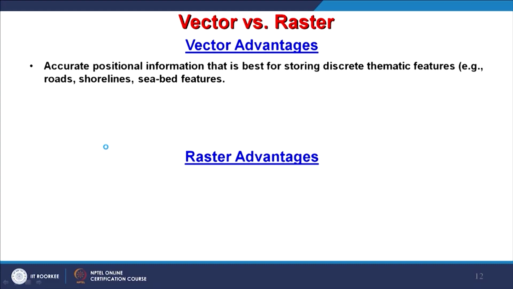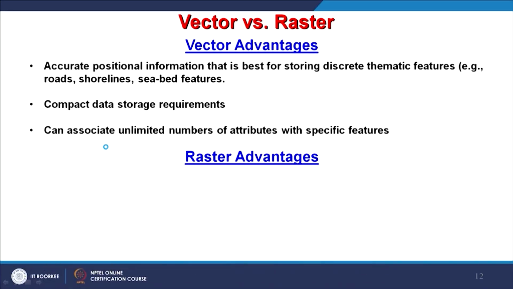Like vector advantages: position-wise, it is quite an accurate representation, but in case of raster that kind of accuracy may not be available. You have seen this in the case of a house, forest, river stream or whatever. So, if accurate positional information is required, then go for vector representation.